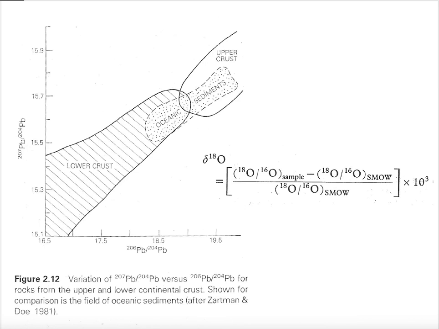So here we have now two chapters in one. We have the variation of lead 207 to 206 lead versus 206 to 204 lead. And we can use this also to subdivide the material from the upper crust and those from the lower crust. It works actually wonderfully. And we have there an overlap for the oceanic sediments.